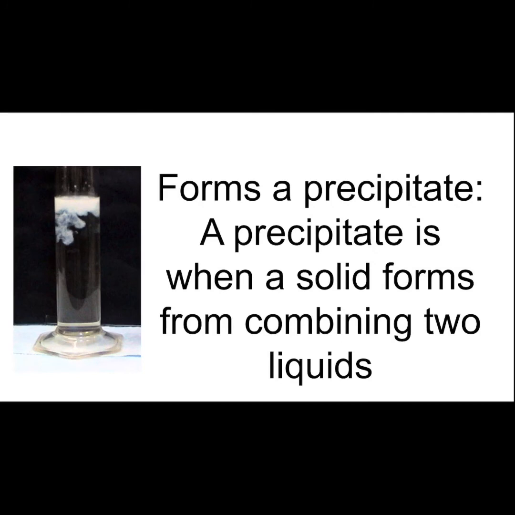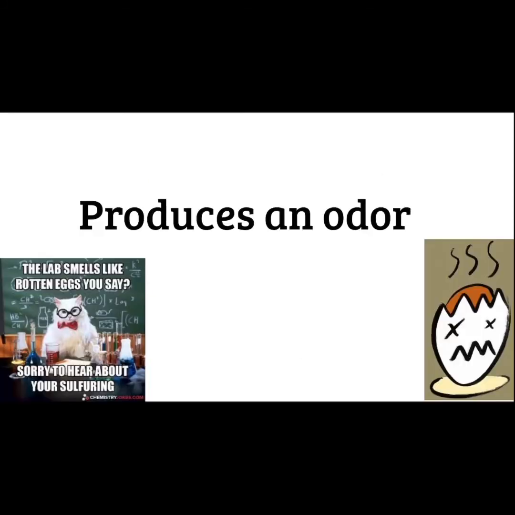The next one is forms a precipitate. A precipitate is when a solid forms from combining two liquids. So in this picture, there were two liquids that mixed together and it formed a little bit of a solid. That's what that stuff is at the top. So that solid is called a precipitate.